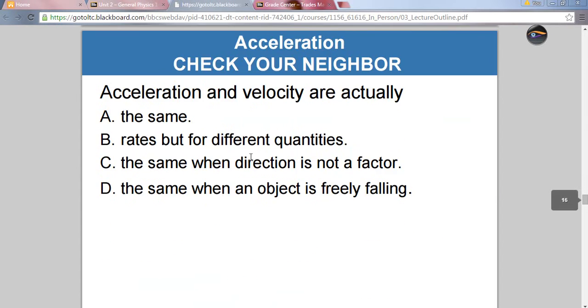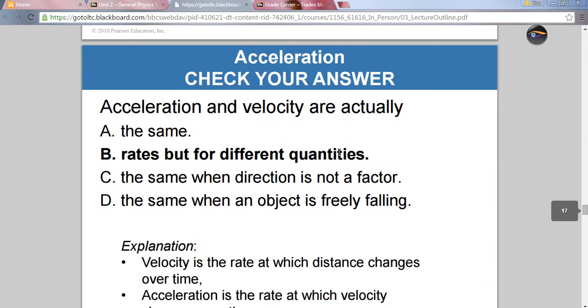Here's another one. Acceleration and velocity are actually the same. No. Rates, but for different quantities? Possibly. The same when the direction is not a factor? No, we know they're not the same. And D, the same when an object is freely falling. We know that also not to be true. So the answer here is B, rates but for different quantities. Acceleration and velocity are actually rates, but of different quantities.